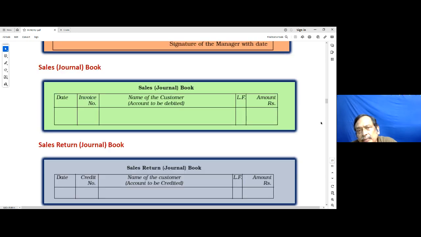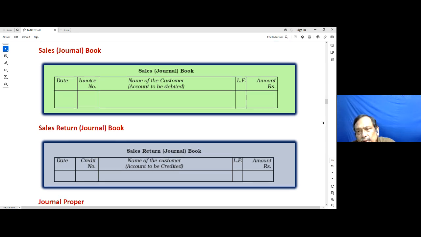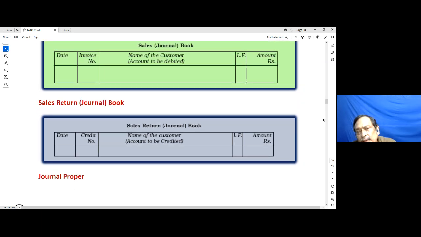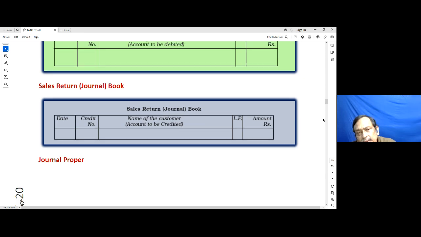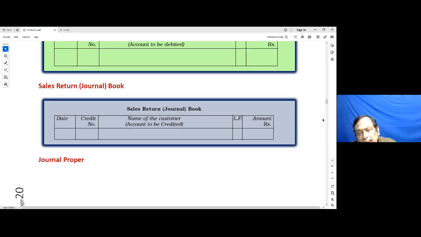Then there is a concept of sales journal. When the goods are actually being sold on credit, the format of the sales journal is this: date, invoice, name of the customer, account to be debited, ledger folio, and amount in rupees. Then sales return. The customers who are returning the goods are recorded over here: date, credit note number, name of the customer, amount to be credited, ledger folio, and amount in rupees.